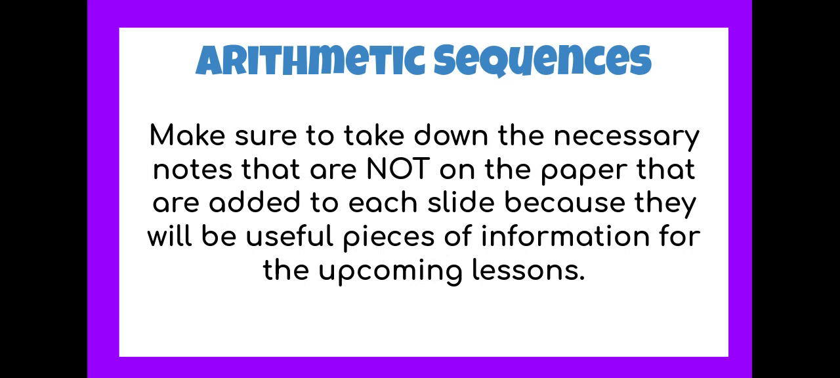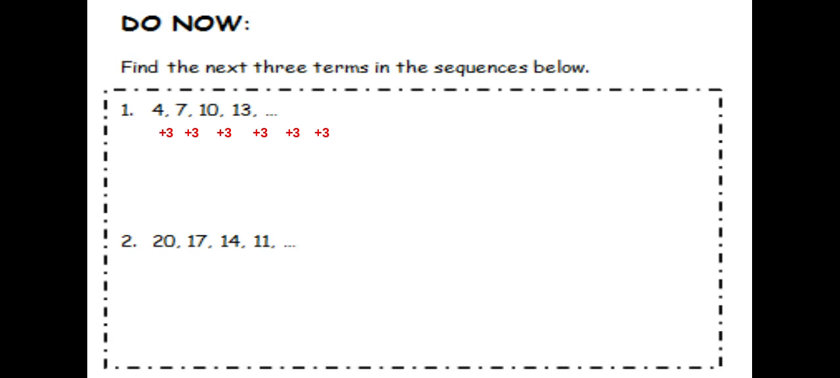So for an arithmetic sequence, make sure you take down all the necessary notes that aren't on the paper, because we're going to add to each slide, and each piece is really useful in the upcoming lessons. In the first part of the do now, each term in the sequence was being added by 3 to get to the next term, and the next three terms would be 16, 19, and 22. In the one below, we're subtracting 3 from each term, so the next three terms would be 8, 5, and 2.